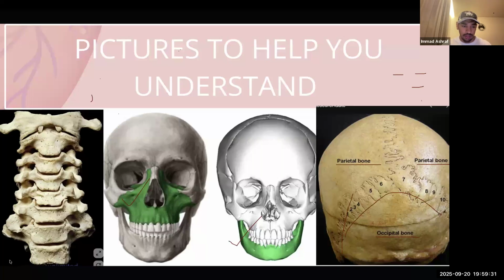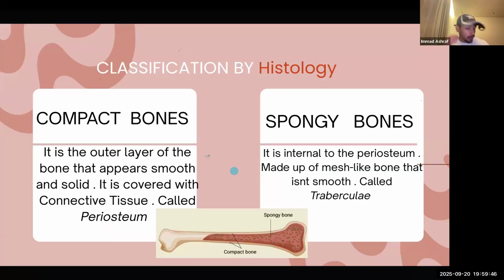Let me just erase everything off the screen. Okay, now we have classification of the bones by histology. So that was by shape, remember, by morphology. Now we're moving to histology. So under the microscope, what do you see? You have a compact bone and a spongy bone. So the compact bone is the outer layer that's smooth and solid. It's covered by connective tissue called periosteum. That's the compact bone, the outer bone.